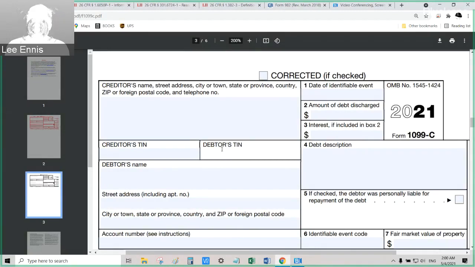So with all that said, you do not have to have the tax identification number, but you are required to show proof that you at least asked for it. Okay, and they have very specific things that you must do to show proof that you did ask for it. The account number is not important unless you are filing multiple 1099s for this one debtor. Okay.